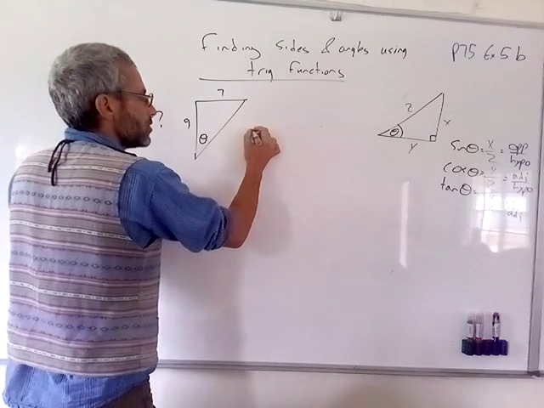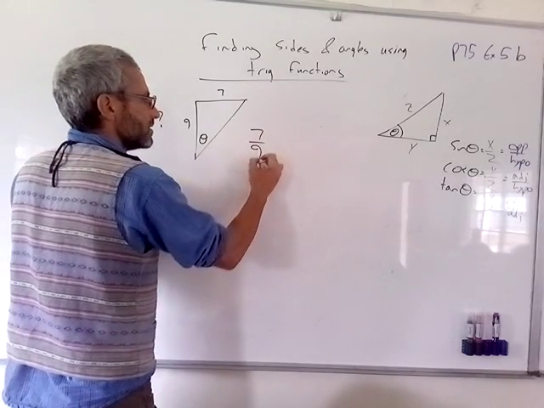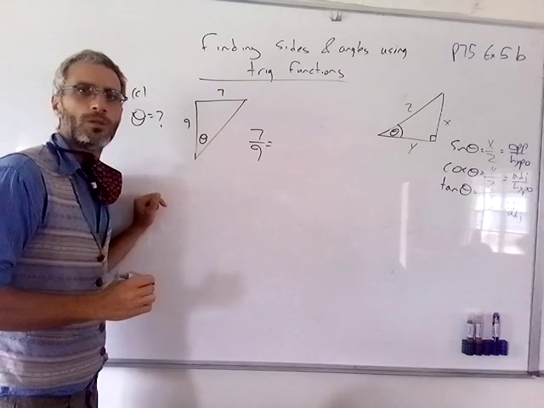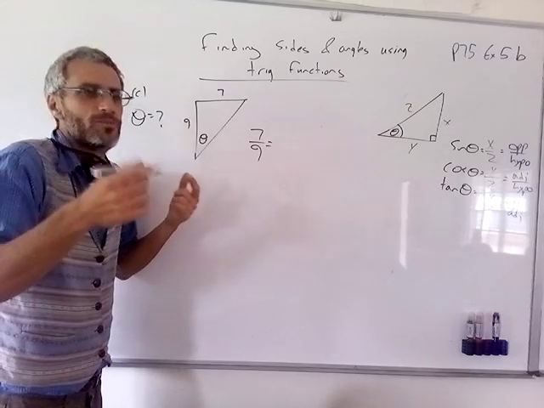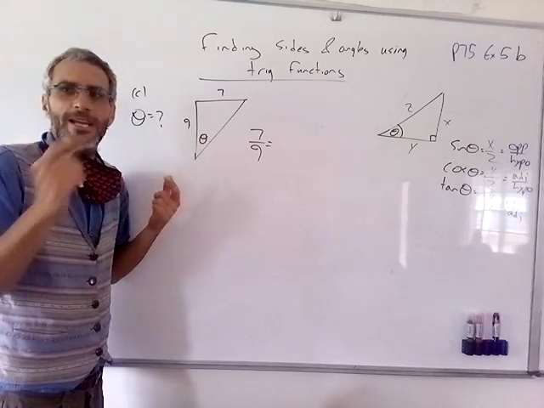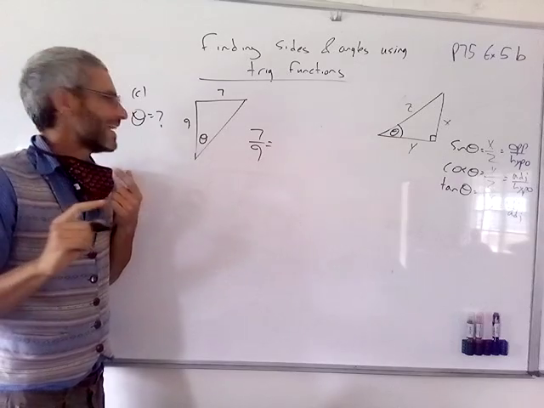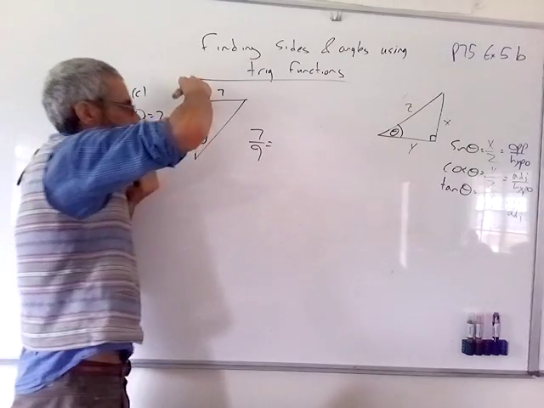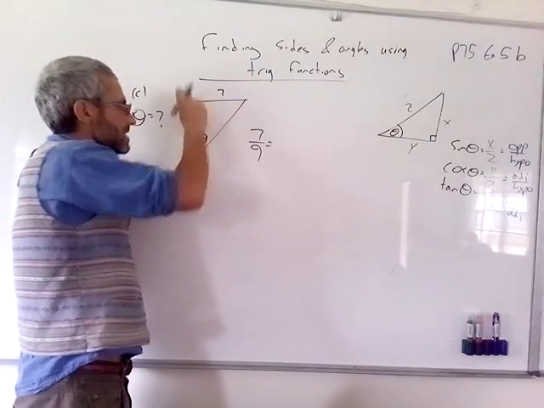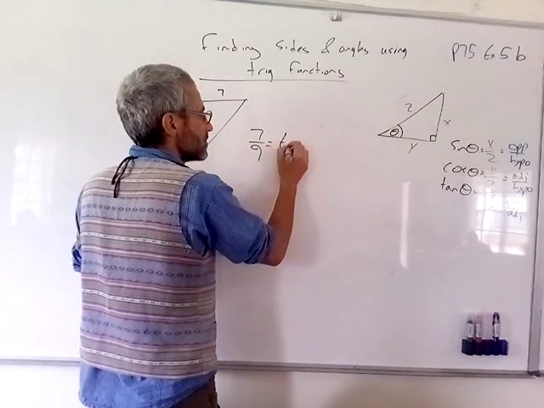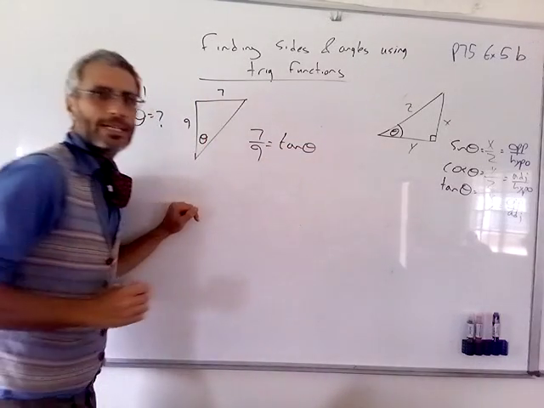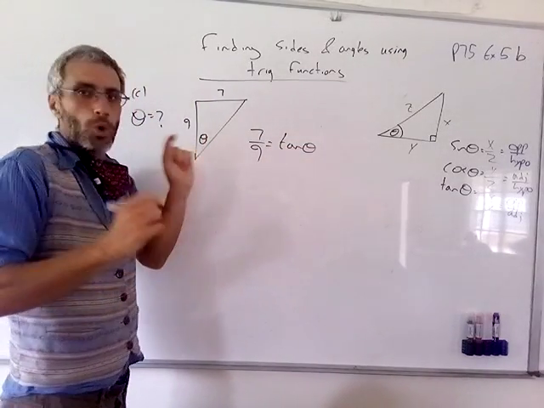So let me start you like this: 7 over 9. What does that equal? Sin theta? It's tan, because the 7 is opposite and the 9 is adjacent, so that's tan theta. Now that is what we call a trig equation.